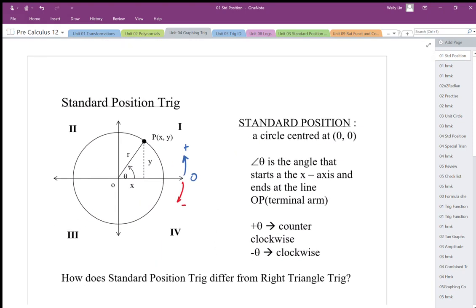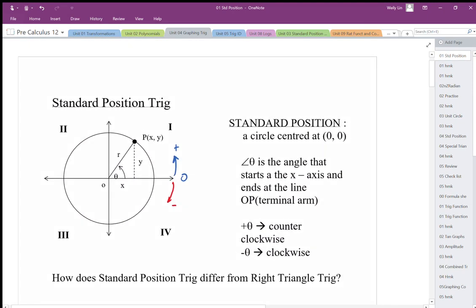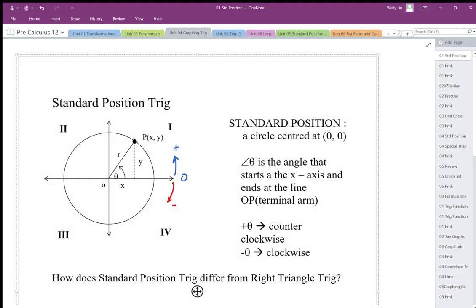So this unit we're looking at standard position trig. We want to use trigonometry, but we want to use it in standard position. So we want to use trig to find position, and we're going to use the XY axis to do this, and we're also going to use this circle, which allows us to go beyond 90 degrees.